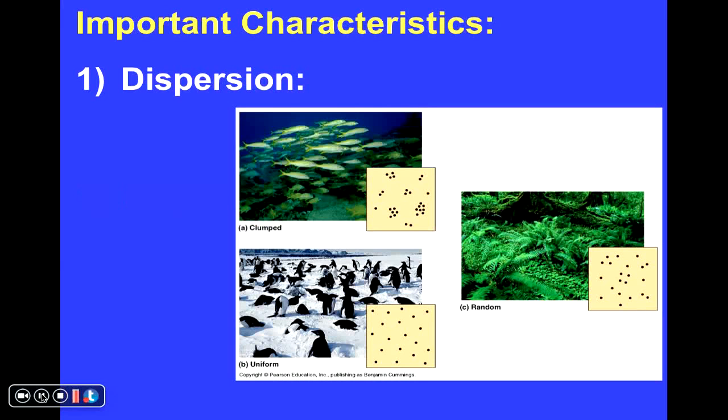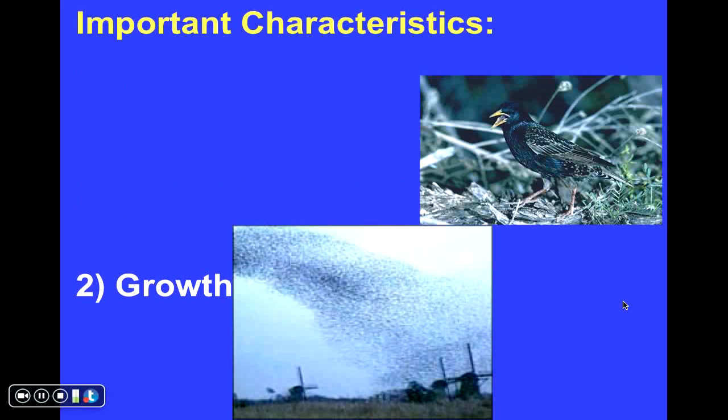So, for example, we can talk first of all about the dispersion of organisms within a given population. Sometimes we see that organisms are found in a clumped pattern, sometimes in a uniform pattern, like the penguins here, and other times simply at random. So dispersion is one important characteristic of populations.